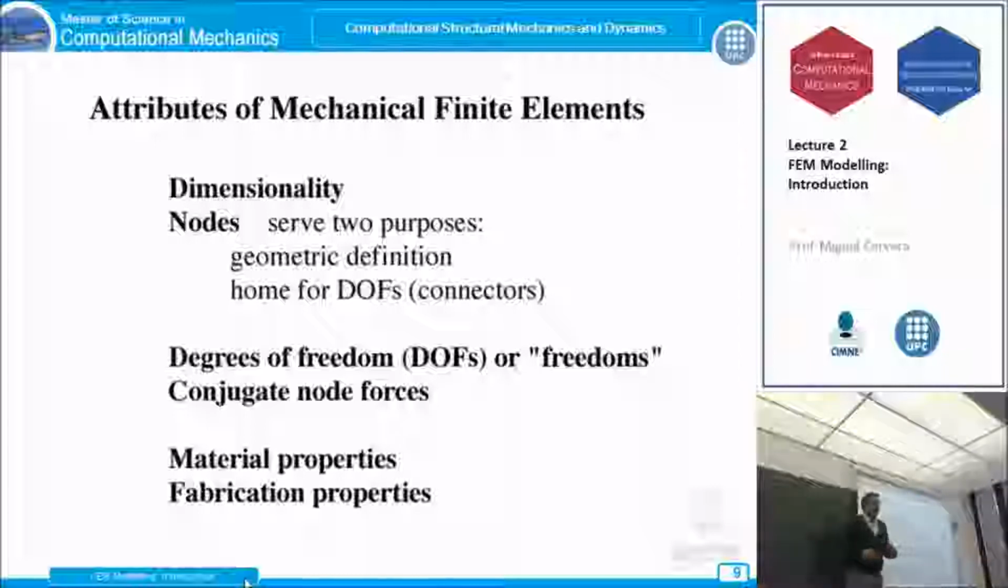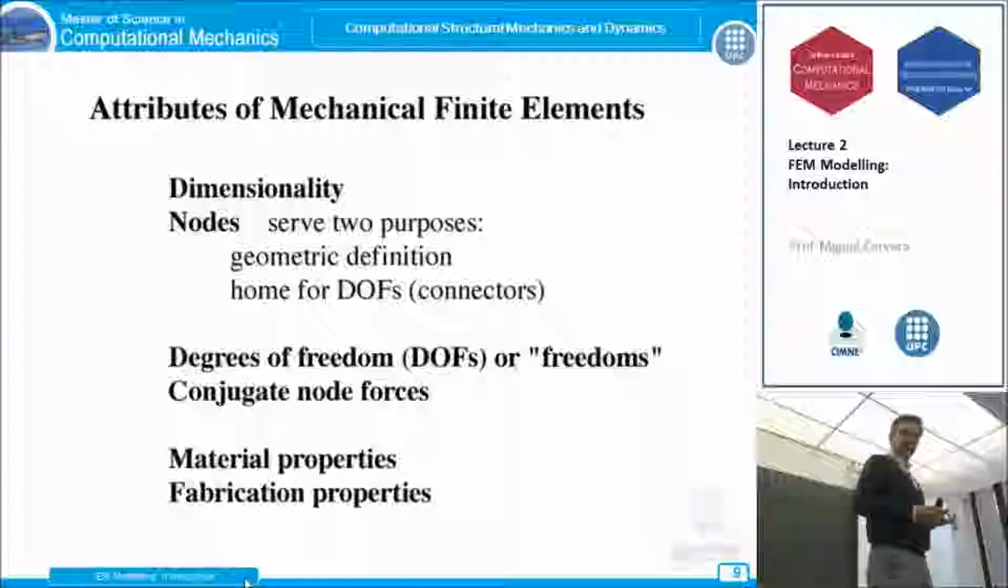Finite elements have nodes. Okay? And nodes serve at least two purposes. First, they define the geometry. Okay? You cannot have a triangular finite element if you don't have three nodes which define the triangle. Okay? It is true that you may have triangles with more than three nodes, but three are necessary. You cannot have a quadrilateral finite element if you don't have four nodes at the corners. You cannot have a tetrahedral finite element if you don't have four nodes at the corners of the tetrahedron, and so on.